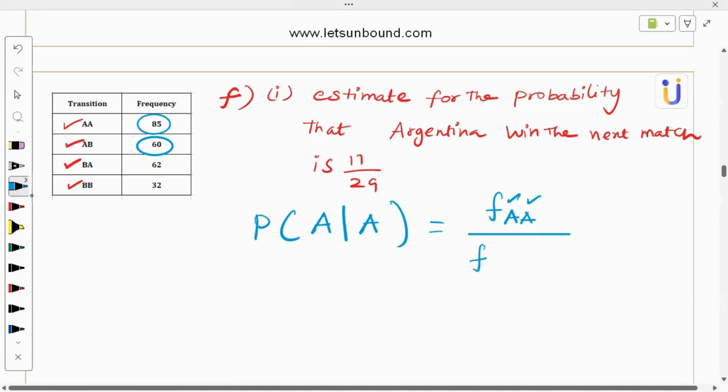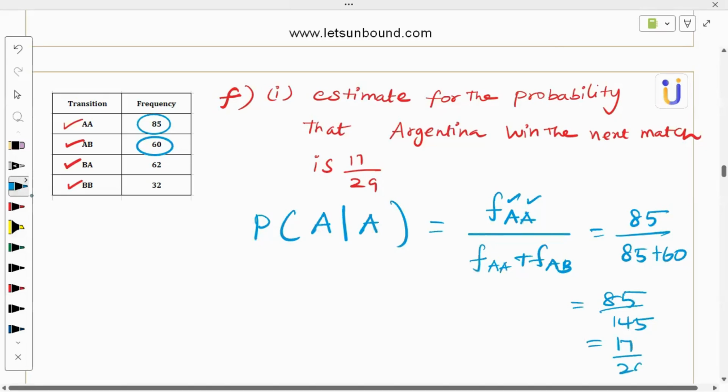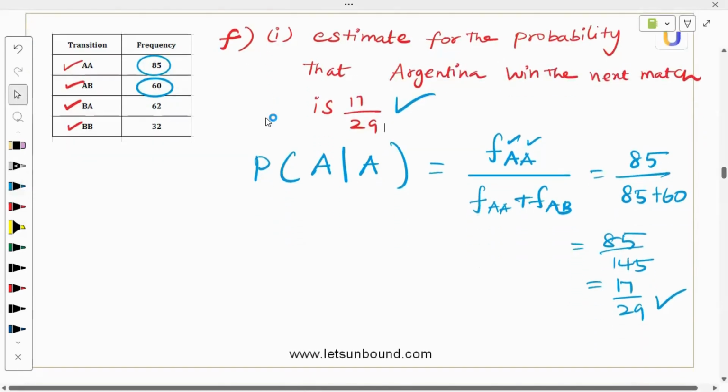So it's frequency of AA plus frequency of AB. So it's 85/85 plus 60, and very simple simplification: 85/145. When you simplify, you will get 17/29. Yes, we have proved it. This is a proving based question. We needed to prove this one and we did it.